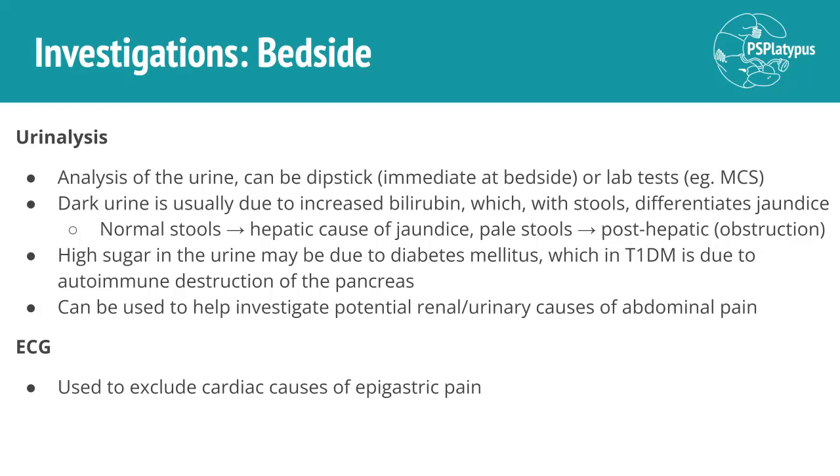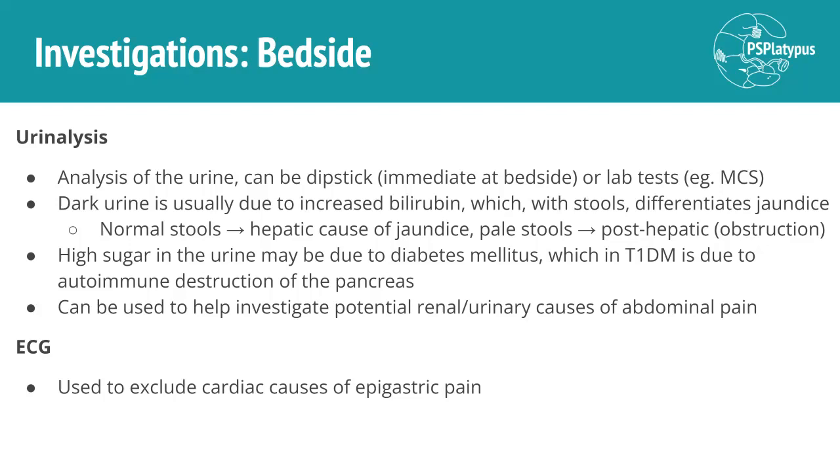Now, dark urine is usually due to increased bilirubin. So bilirubin is converted into urobilinogen, and that's actually what gives urine its normal yellow color. But when you have increased bilirubin, you have increased urobilinogen, and that darkens the urine. Now, if you have jaundice, then you can look at the color of the urine and the color of the stools to help differentiate jaundice. And I have a table down a couple slides that will look at that a little bit more.